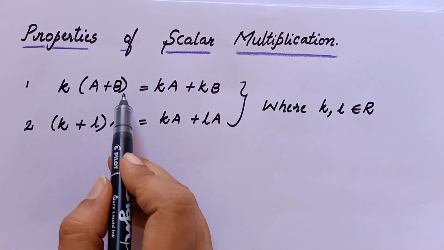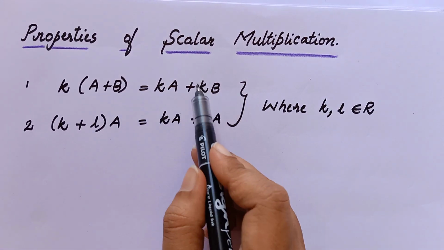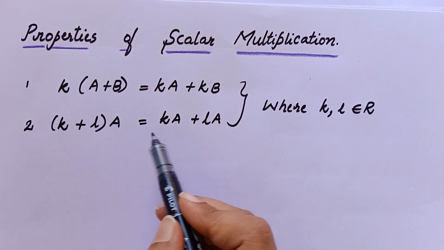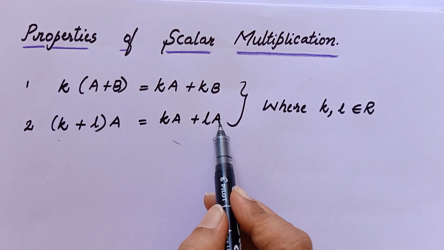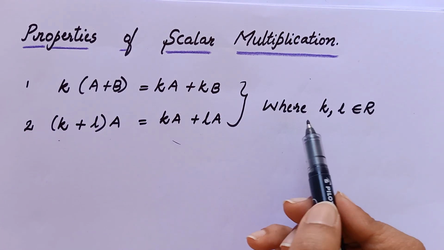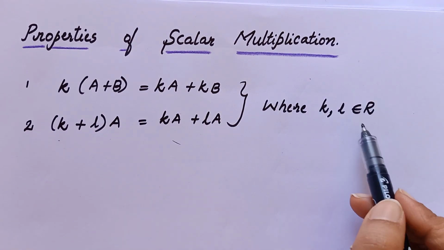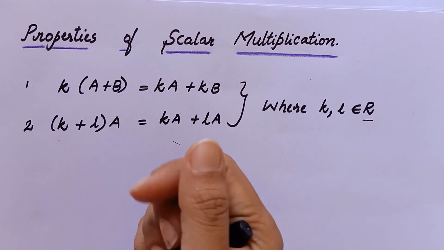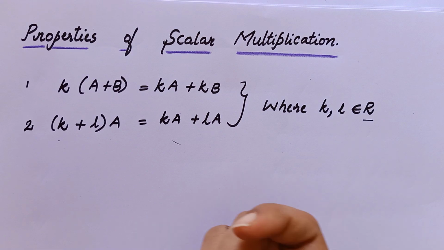Now we'll see the properties of scalar multiplication. K into (A plus B) is equal to K into A plus K into B, and (K plus L) into A equals K into A plus L into A. Adding two numbers and multiplying with a matrix is the same as multiplying the matrix separately with each number, where K and L belong to real numbers.